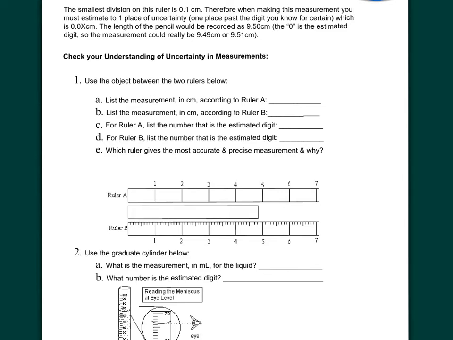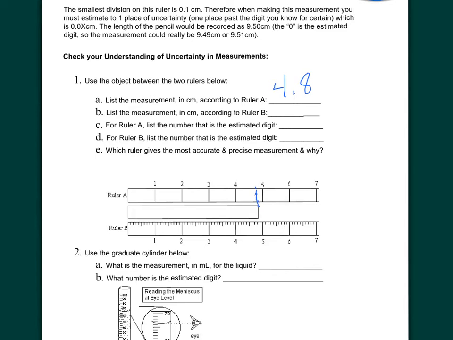Now let's try measuring some of these items here. We're going to look at this item there and measure it according to ruler A and ruler B. If we were looking at ruler A, it looks like it's right about here. So it's between the 4 and the 5, but it's closer to the 5. So we would know it's a 4. I think these are centimeters again. And it looks closer to 5, so I'm going to say 4.8. The 8 is my guessed digit on that one.